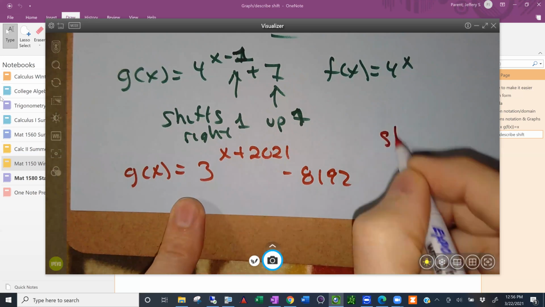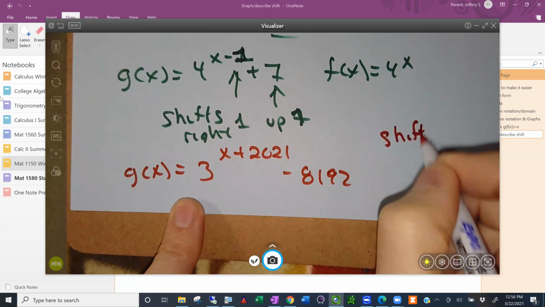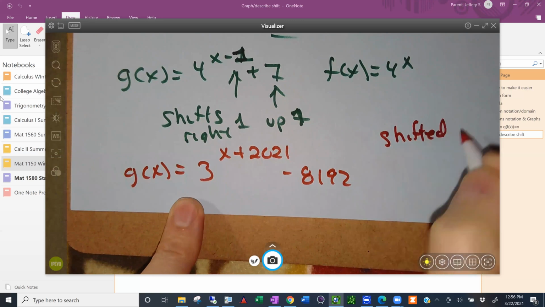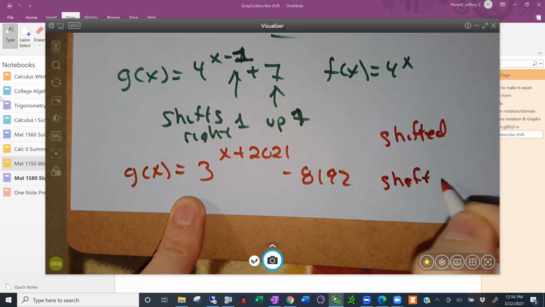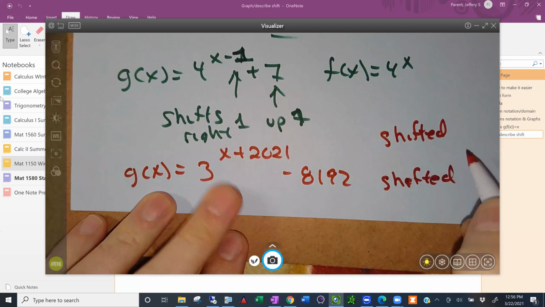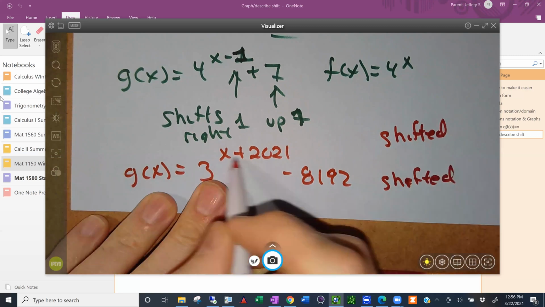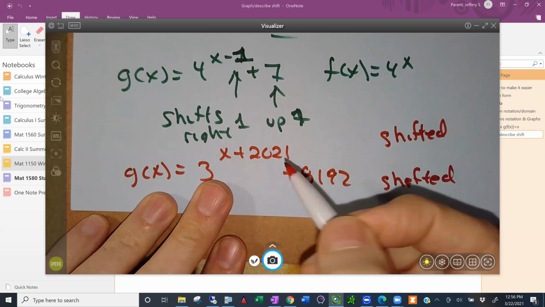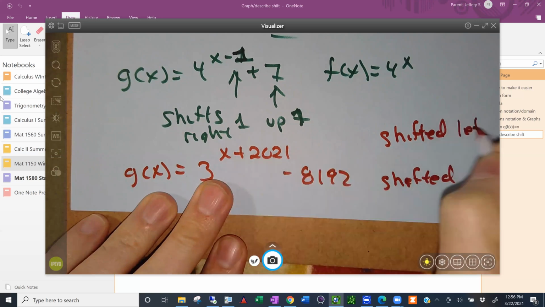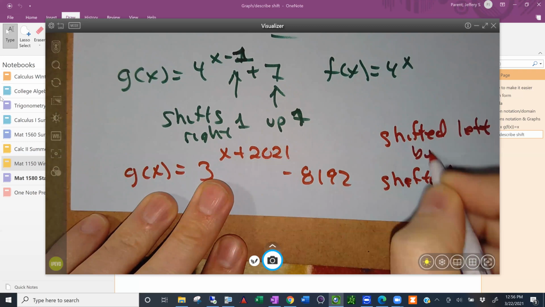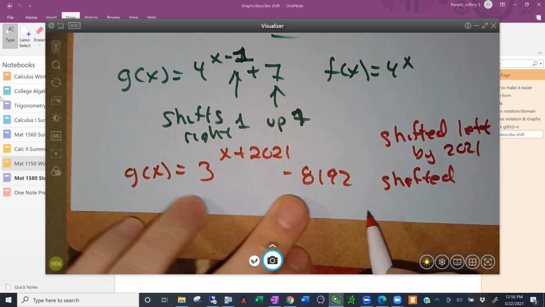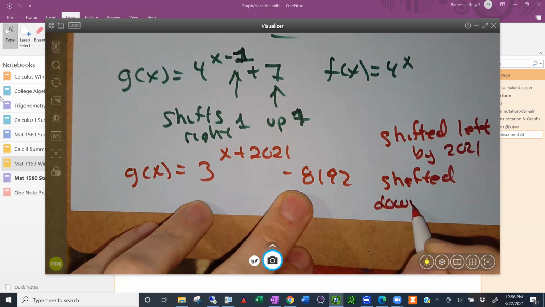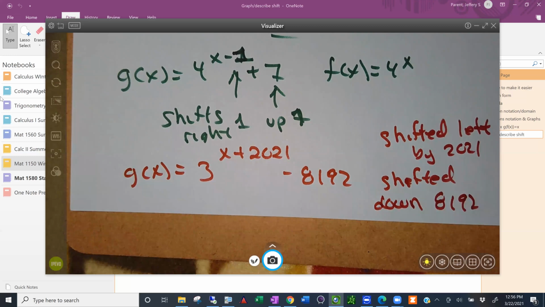So what do you think? Left by 2021 and then down by 8,192. Perfect. So since I got a plus here, that's a horizontal shift to the left by 2021, and then down 8,192. Beautiful.